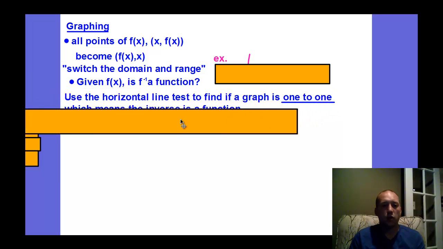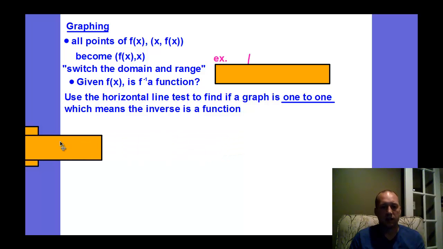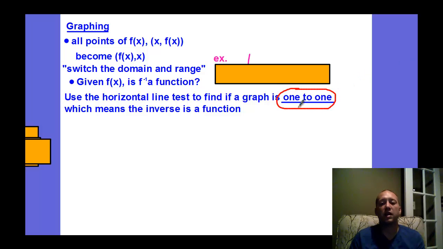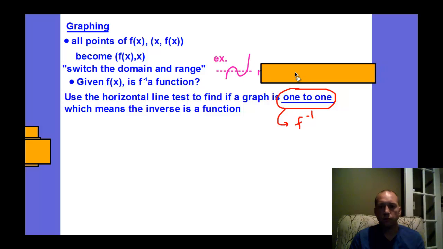To do that, we just use the horizontal line test. The horizontal line test finds if the graph is 1-to-1, which means the inverse is a function. So 1-to-1 is not talking about the function, 1-to-1 is talking about the inverse. This lets us know about the inverse function. So if we're given a graph here, this graph, it's like a cubic graph. If we draw a horizontal line through it, it hits more than one point.